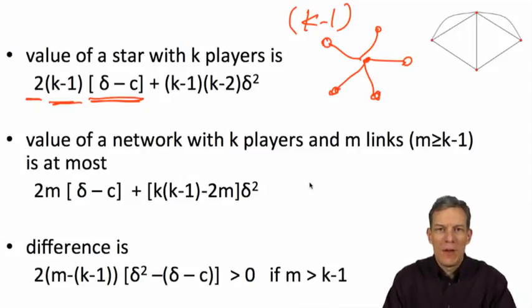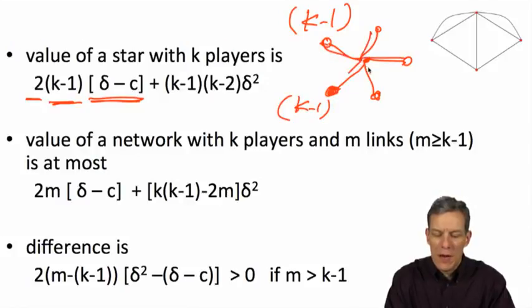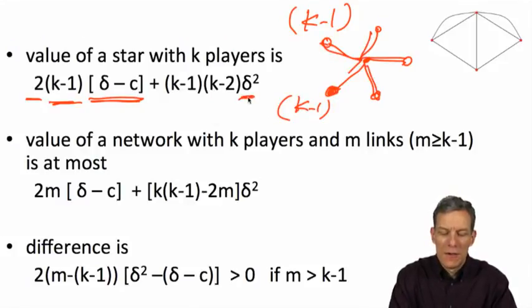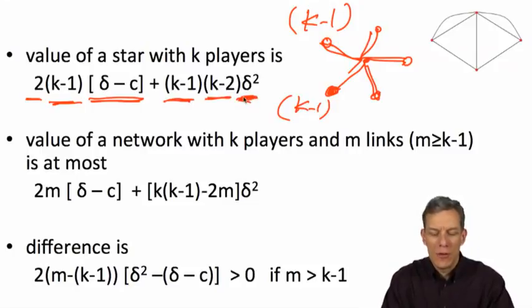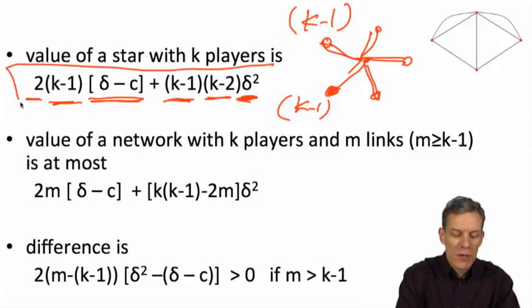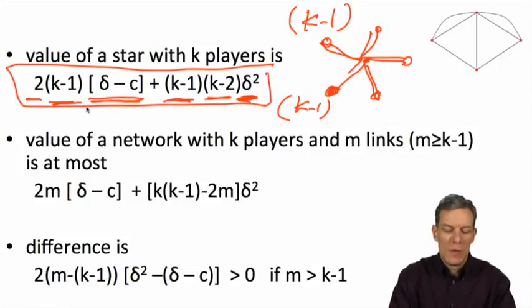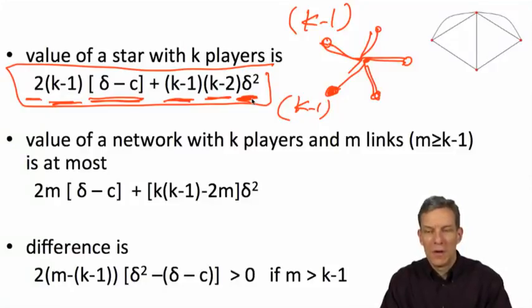And then the indirect values that we're getting are coming from the fact that each one of these indirect people, there's k minus 1 of them, right? They have k minus 2 other neighbors, each at a distance of 2. So each of these k minus 1 people have k minus 2 neighbors. Each one of those gives a benefit of delta squared. So the overall value of a star is 2 times k minus 1 times delta minus C, plus k minus 1 times k minus 2 times delta squared. Okay. So that's the value of a star.